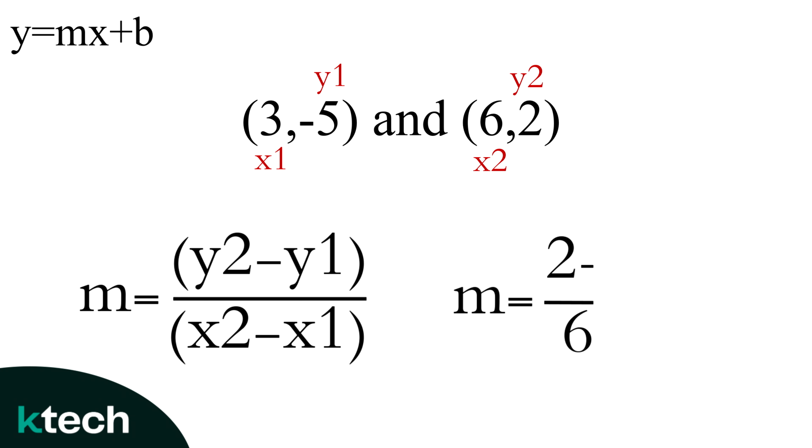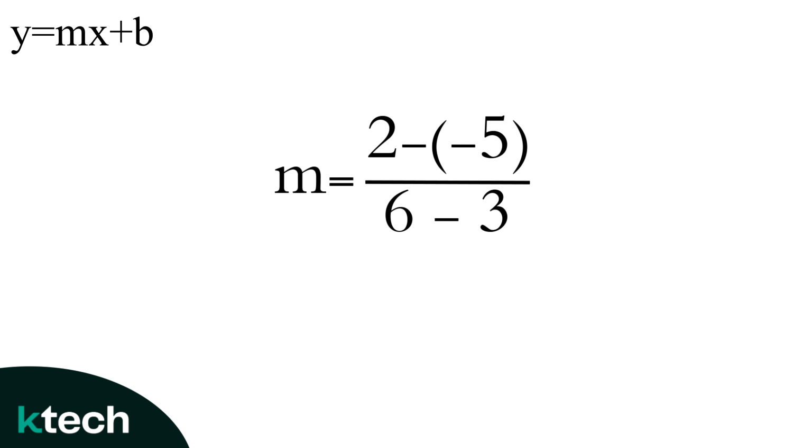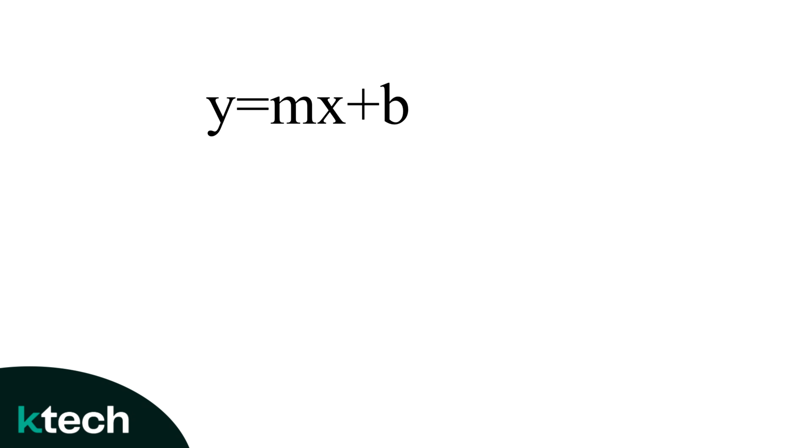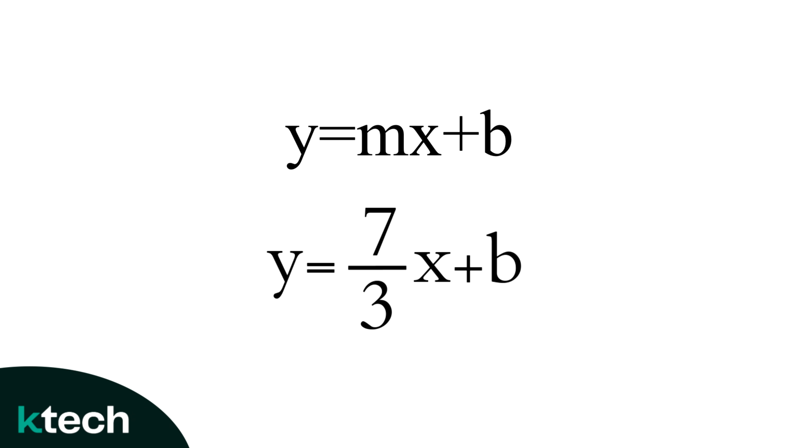So we now have m = (2 - (-5)) / (6 - 3). Since I took this y-coordinate first, I need to make sure I use this x-coordinate first on the bottom so that my slope has the right sign. Now we have m = 7/3. So the slope of the line that joins these 2 points is 7/3. So far, this is what we have: y = (7/3)x + b.